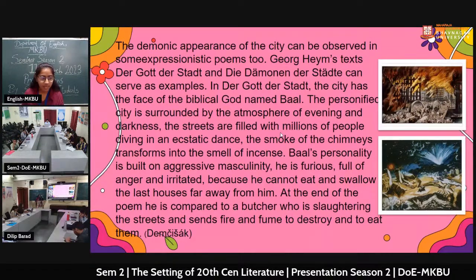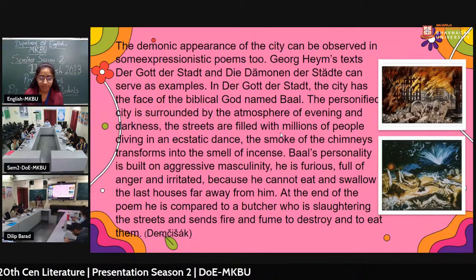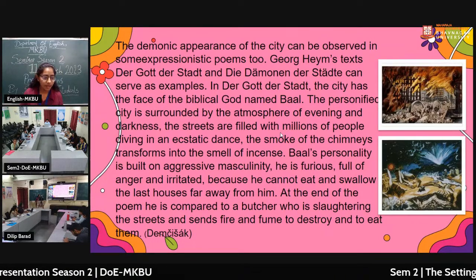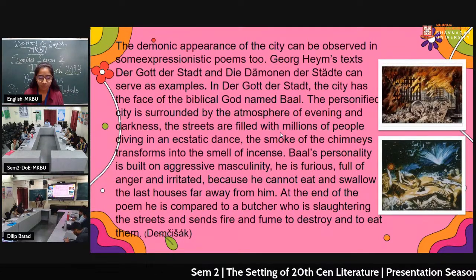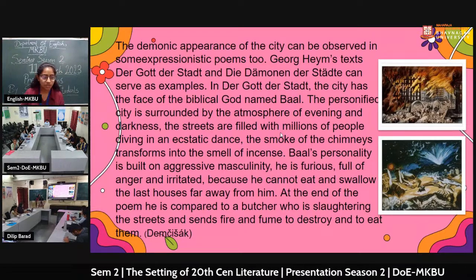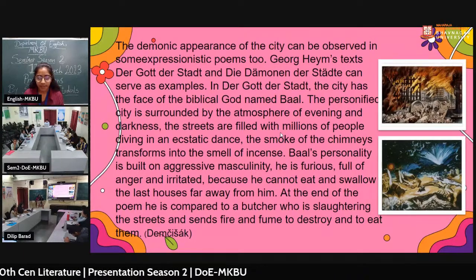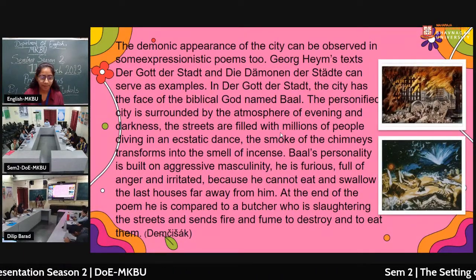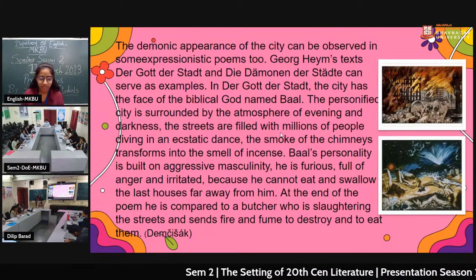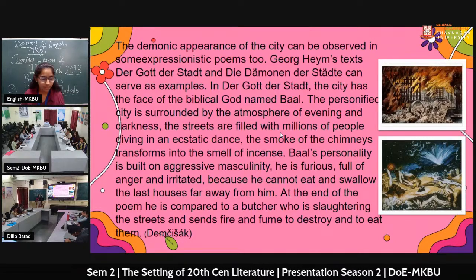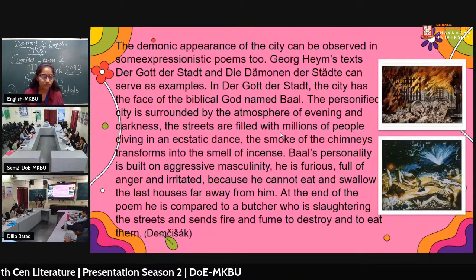Baal's personality is built on aggressive masculinity. He is furious, full of anger and irritated because he cannot eat and swallow. The last horses hover far away from him. At the end of the poem, he is compared to a butcher who is slaughtering the streets and sends the fire and fume to destroy and to eat them.